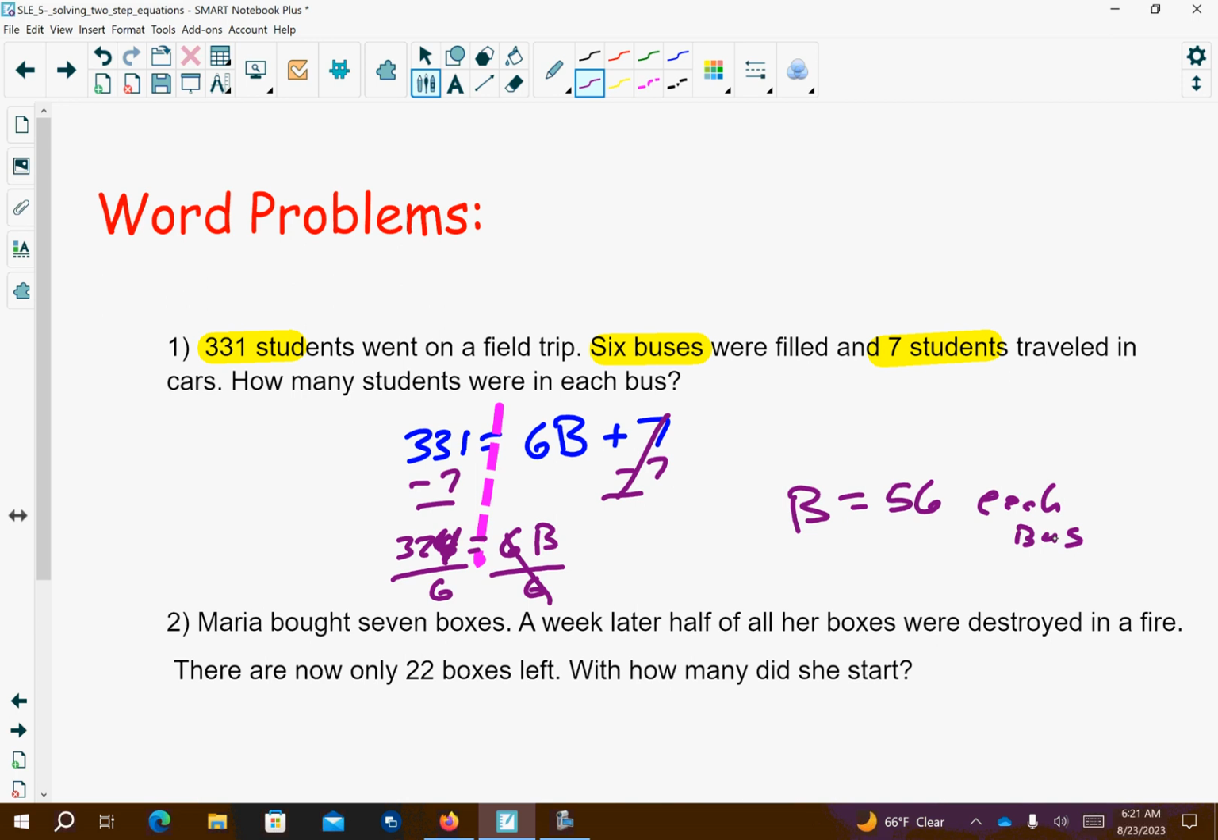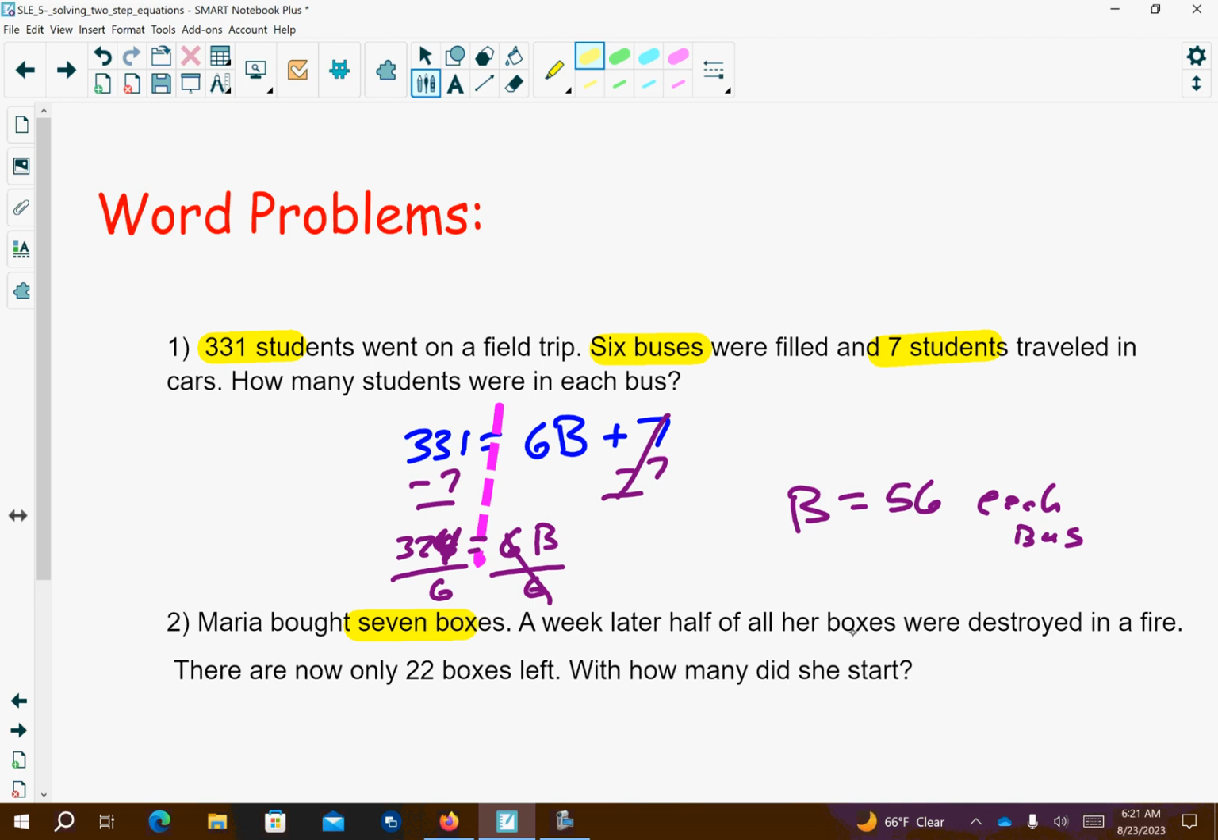And there's our answer. Problem number 2 says Maria bought 7 boxes. A week later, half her boxes were destroyed in a fire. Now there are only 22 boxes left. How many did she start with? So let's highlight the important things. She bought 7 boxes. She had more boxes that were sitting there. So there were 7 boxes plus whatever she had.